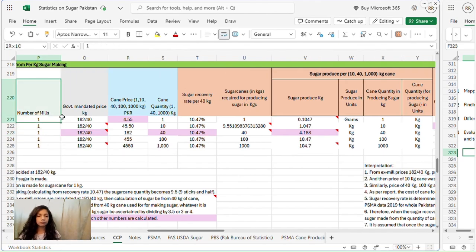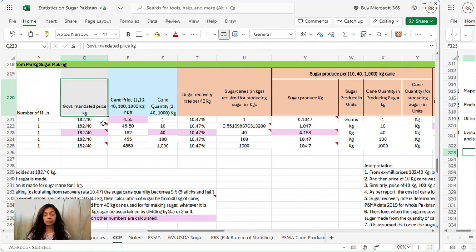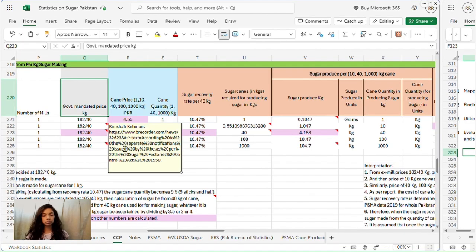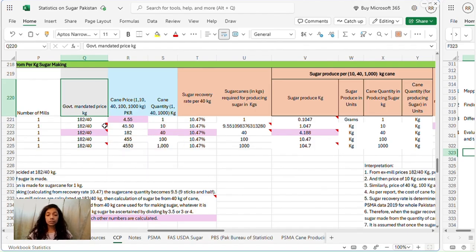So here I have listed the number of mills, that is one. The government mandated price was 182 per 40 kg, which I picked from the news and from the report as well, and reconciled. So 182 per 40 kg means 40 kgs of sugarcane costs 182, and that was the price mandated by the government back then. The mills are going to pay farmers 182 rupees for purchasing 40 kg of cane.